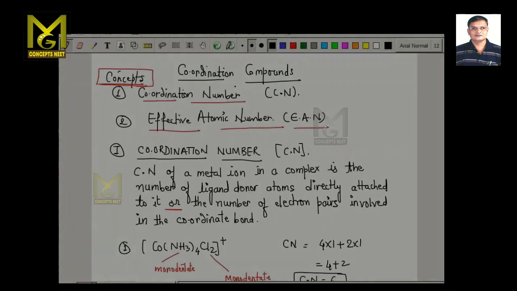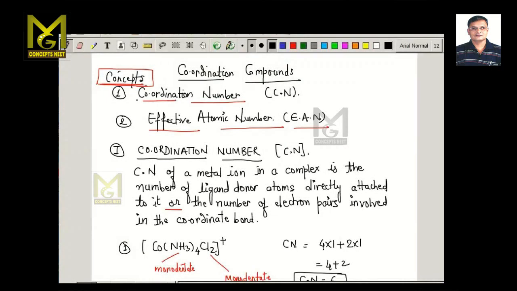We are going to look at two concepts here. One is the coordination number and the second one is effective atomic number.